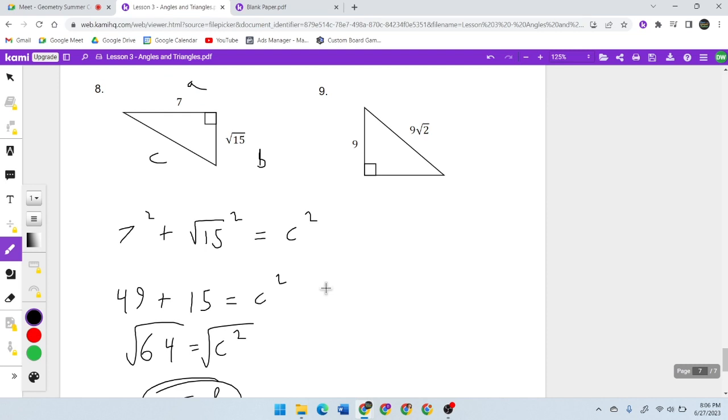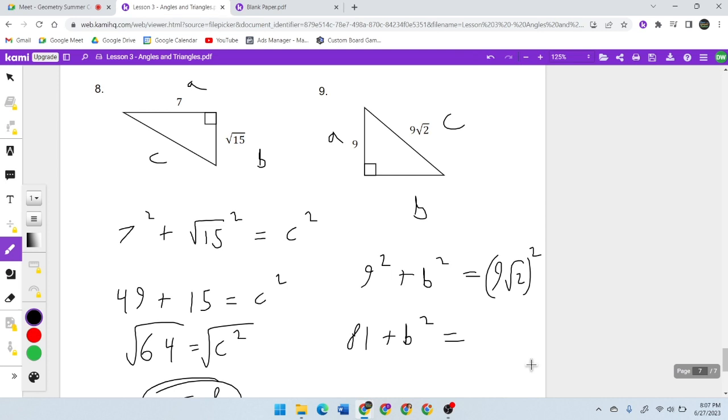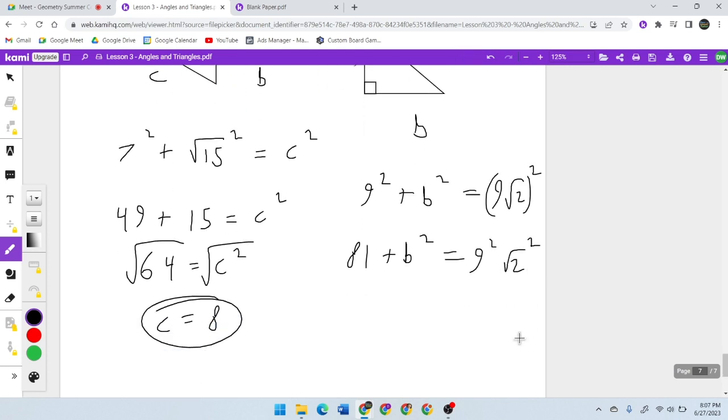And then for the last one, number 9, we have, again, we can call it A, B, and C. And so for this one, 9 squared plus the missing one, B squared, is equal to 9 root 2 squared. This is going to be the hardest one of how to deal with. We'll deal with it, don't worry. So first 9 squared, that's just 81, plus b squared, which is what we're solving for, equals. Now this is the challenging one. When you want to square something like this, 9 root 2, the secret is you need to square both. You need to square the 9, and you need to square the root 2, just like this, okay?